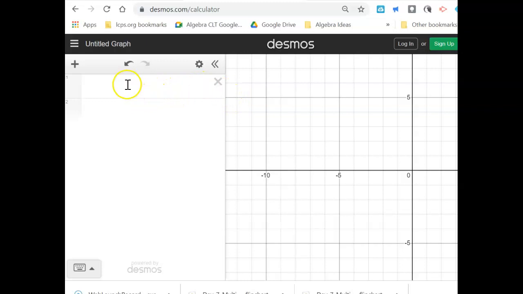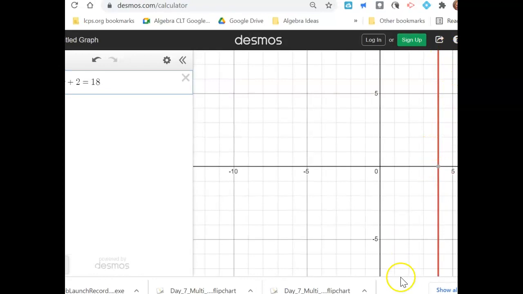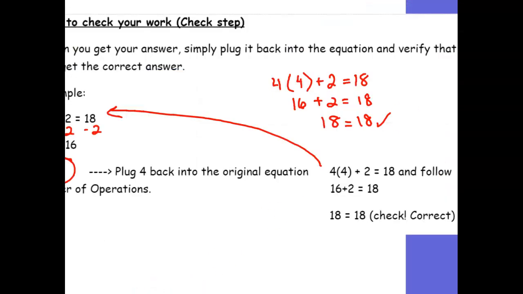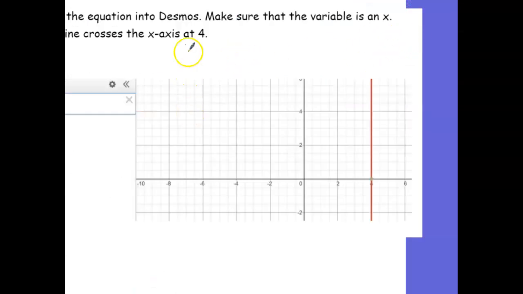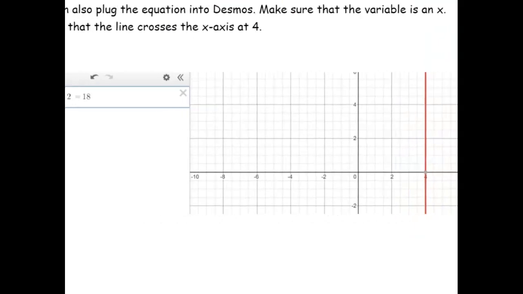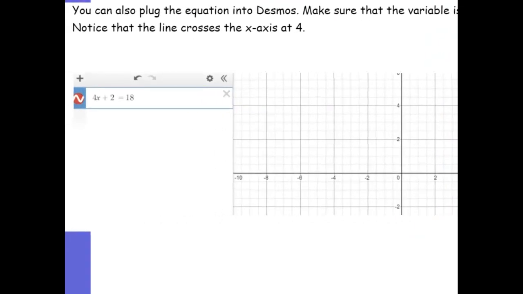So if I put in the actual problem, 4x plus 2 is equal to 18, notice what happens. Actually, it might help if, in your graph, if you notice the red line that goes straight up and down is a vertical line. It's actually crossing right at, and you can touch the point, 4, 0. So your x is actually 4. So you can check that way as well. Okay, so there you go. So you can see an example of that right there. Okay, you can plug it into Desmos, make sure the variable is an x. It only works if the variable is an x.